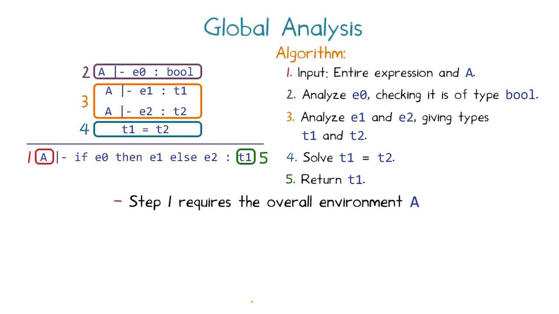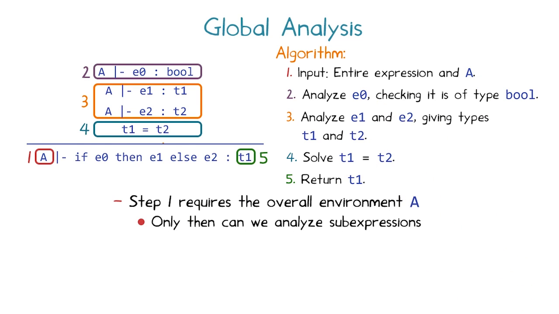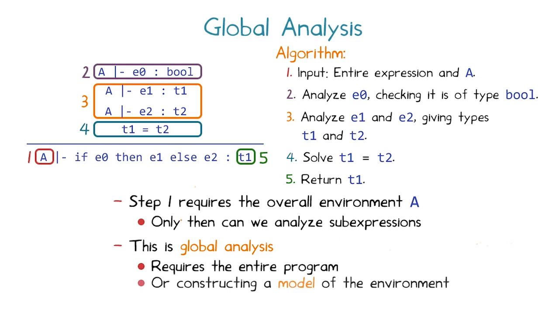Notice that step 1 requires the overall environment A, not just the particular expression being analyzed. Only then can we proceed to analyze the sub-expressions of the given expression. Intuitively, this environment A summarizes the result of the analysis of the remainder of the program in which this expression itself is a sub-expression. This particular style of analysis is called a global analysis or a whole program analysis, since it requires the entire program for providing a model of the environment. It is also called top-down analysis, since it begins at top-level expressions and descends into sub-expressions.